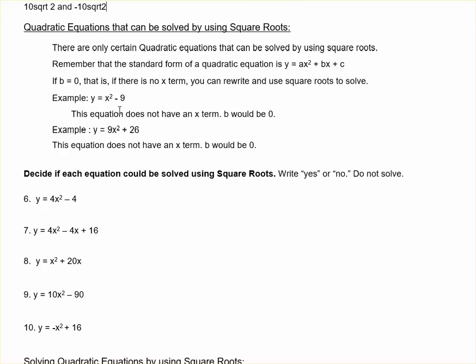For example, x squared minus 9. There's no b term, there's no x term, there's no b here. That can be solved using this method of square roots. Here's another example, 9x squared plus 26. There's no x term. Here's one that's not an example, 9x squared minus 16x. That will not work because it's not the x term that's missing. B is not 0, b is negative 16. This one will not work. So it doesn't have to just be any term that's missing. It has to be the b term is 0 so that there's no x term.